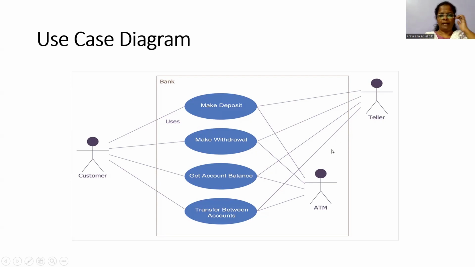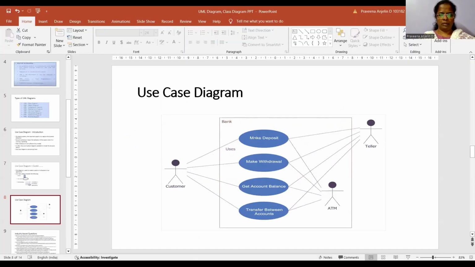Okay. So we'll draw this diagram in StarUML. This is StarUML software, which is used to draw various UML diagrams. Once you have opened this, your screen will be like this. Okay, how to draw this? Let me explain. According to your idea, you can also develop the use cases.